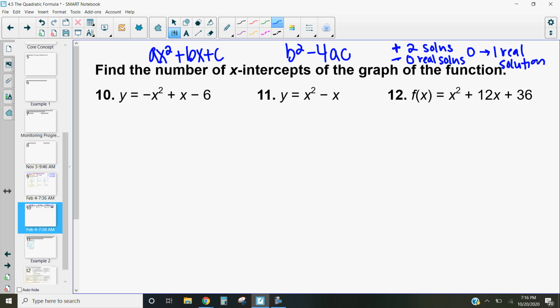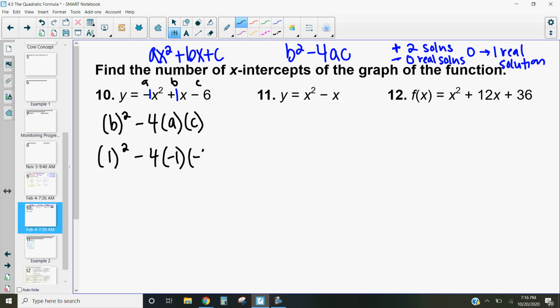So let's do this first one all together. So I'm going to substitute these little ones in there just to help me. So I've got a, which is -1, b, which is +1, and c, which is -6. So let's go ahead and calculate our discriminant here. So I've got b squared minus 4 times my a value times my c value. Now I'm going to replace this b, a, and c with the numbers up here. So I've got 1 squared minus 4, a is -1, and c is -6.